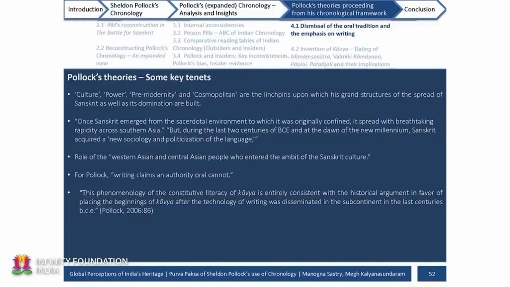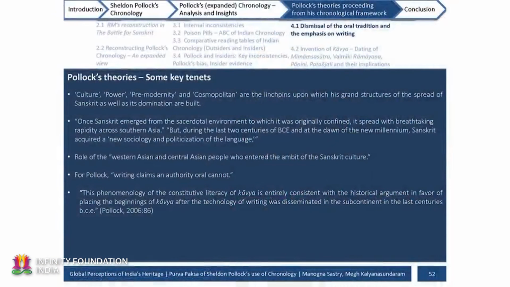For us authors, tracing this bias was very important because Pollock often presents himself as somebody who's different from the colonial Indologists. But tracing the evidence and leading back to this entire story was personally important. So with this chronological basis, what he does is ask some of the biggest questions concerning culture, power, premodernity, while going around building constructs of the cosmopolitan.